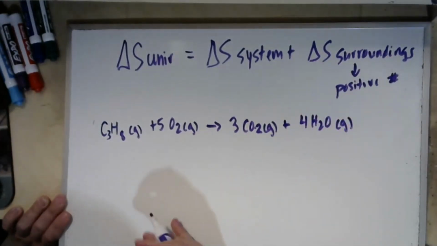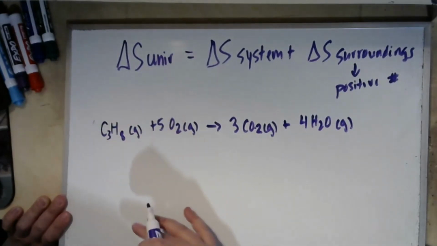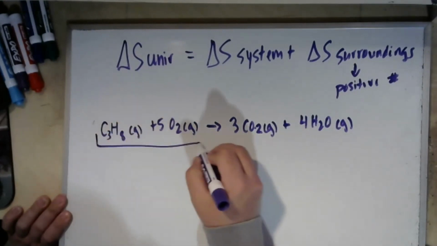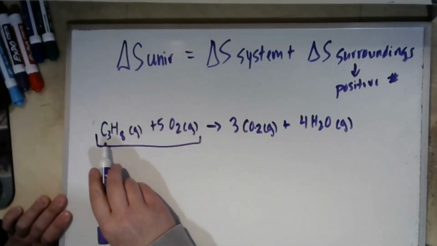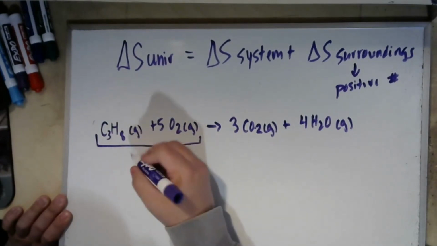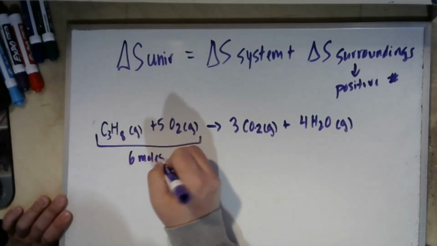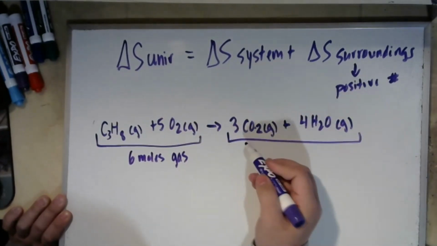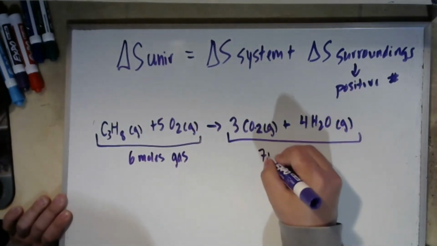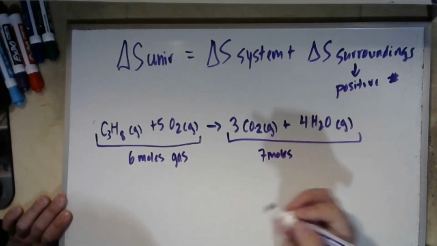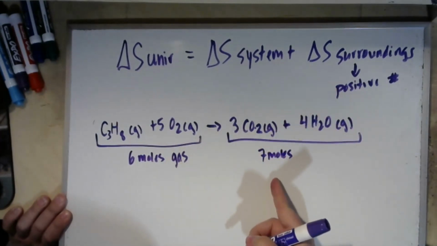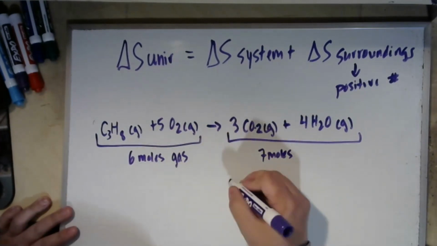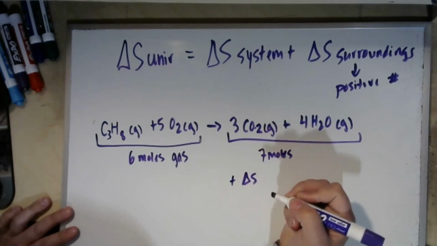Okay, and what did we talk about before? We talked about the number of moles of gas on the reactant side versus the product side. If I look at the moles of gas I have here, I have 1 from the propane and I have 5 here. That's 6 moles of gas. On my product side, I've got 3 moles of CO2 and 4 moles of H2O. That's 7 moles of gas. So an increase in the number of moles of gas is an increase in entropy, which is a positive delta S value.